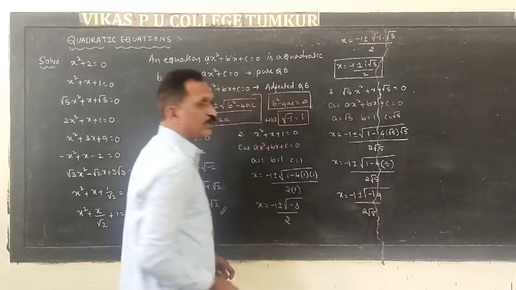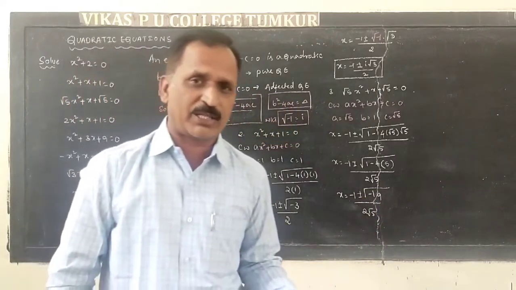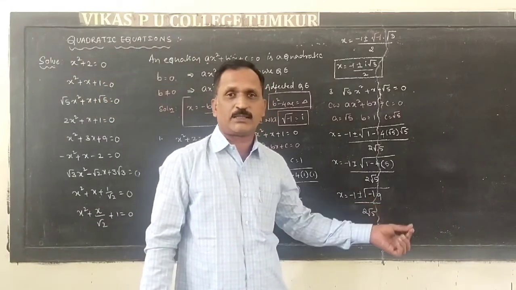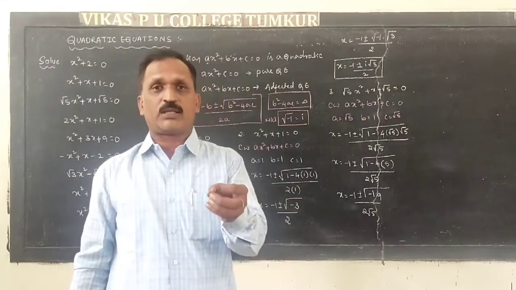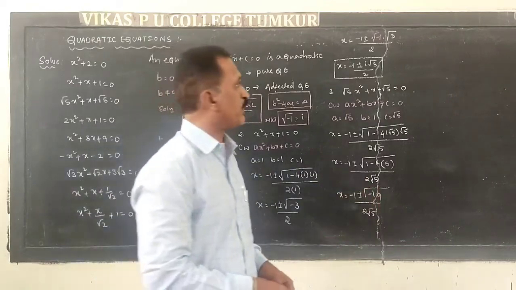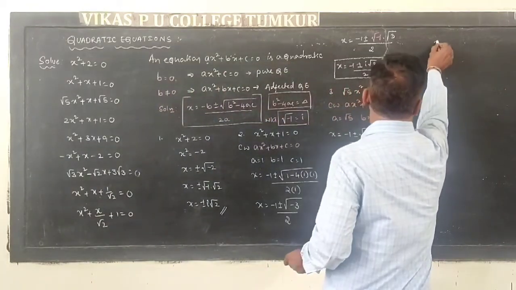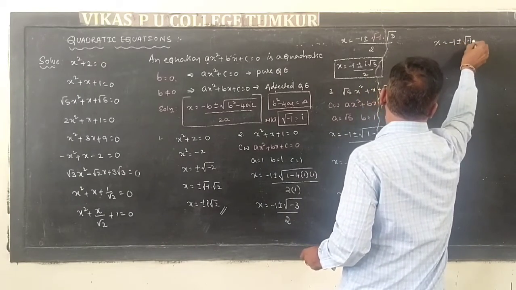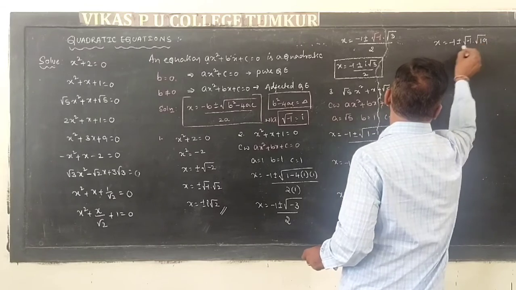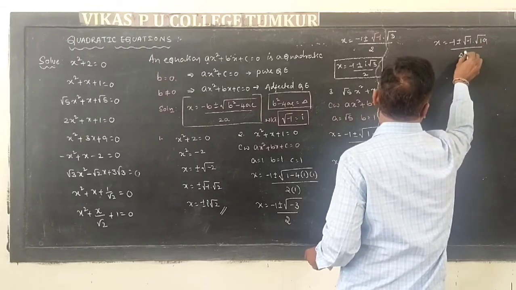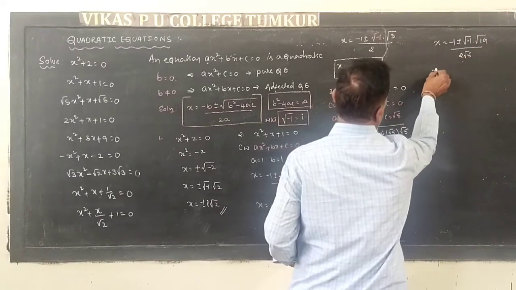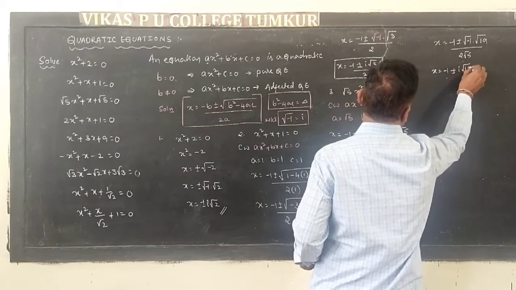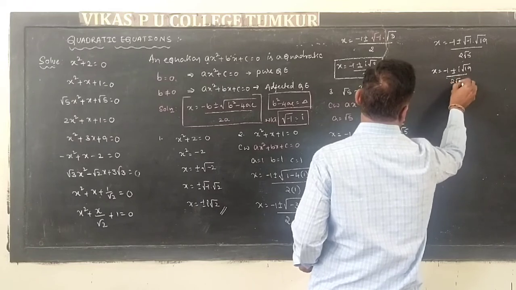Okay, right? Now you will write the answers in a very simple manner. What's the last step? Write root of minus 19 as root of minus 1 into root 19 and then solve. Simple, right? So x is equal to minus 1 plus or minus root of minus 1 into root 19 divided by 2 root 5. So x is equal to minus 1 plus or minus i root 19 divided by 2 root 5. This will be the final answer, right?